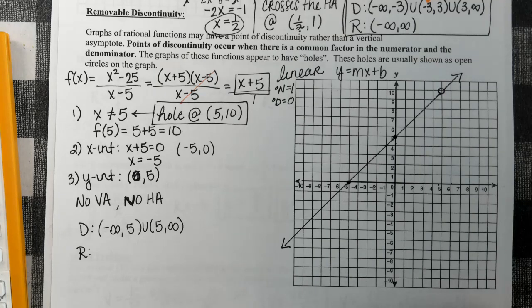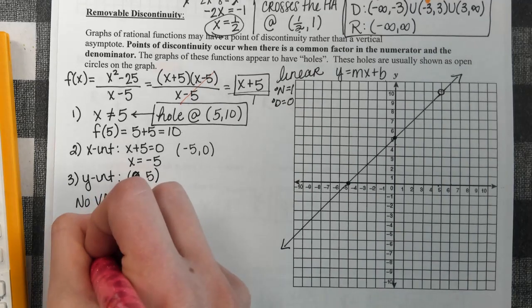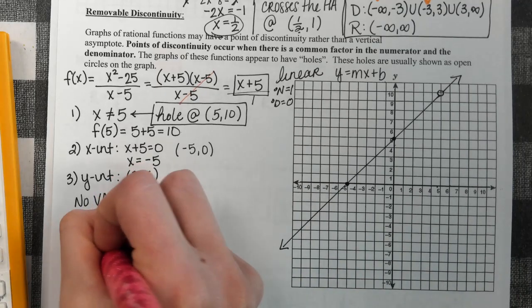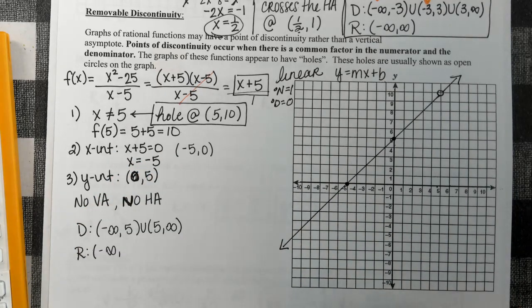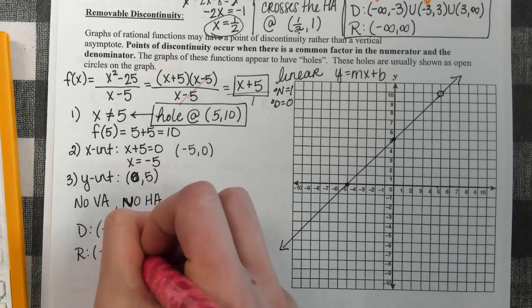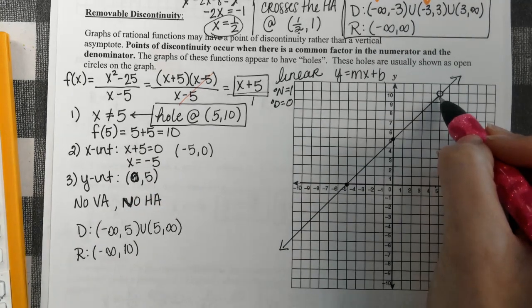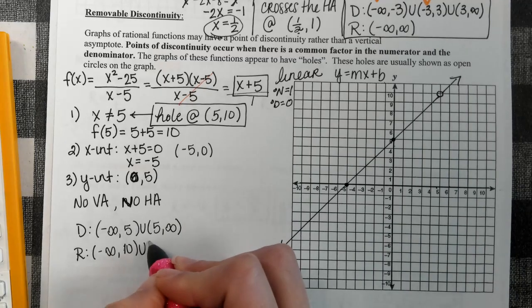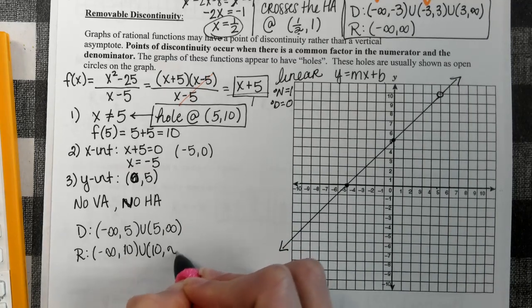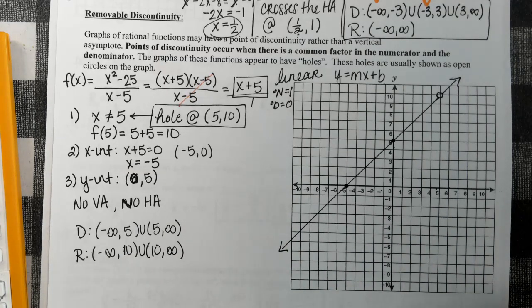So my range, what's my range going to be? Negative infinity to where? To 10, where I've got the hole. And then 10 to infinity. Okay, we're good with that. One last one.